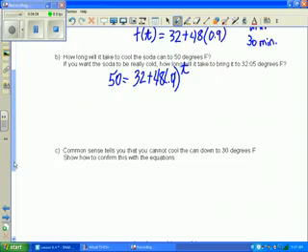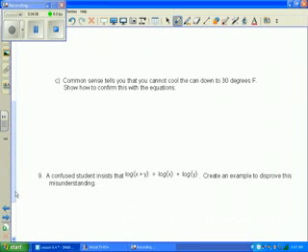Okay, next, I really like this question part C. Common sense tells you that you cannot cool down the can to 30 degrees. Why does common sense tell you that? Good, because that's lower than the cooler itself. So yes, common sense tells us that, but let's confirm that. How could we confirm that and show that that's not possible?